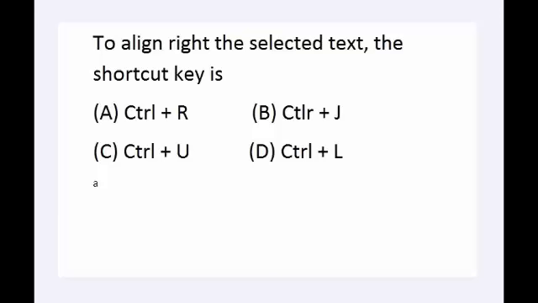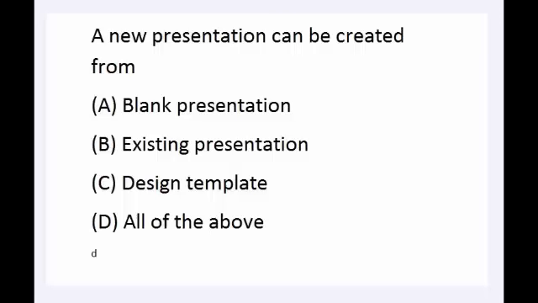To align right the selected text, the shortcut key is A. Control plus R, B. Control plus J, C. Control plus U, D. Control plus L. इसका जवाब है A. Control plus R.